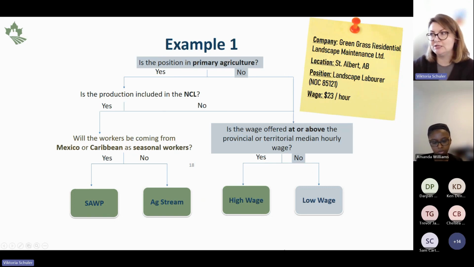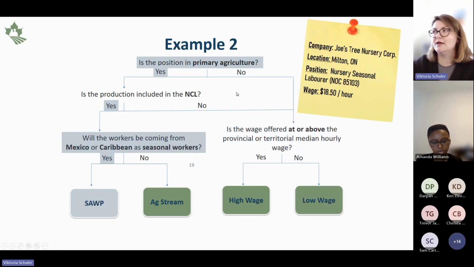We have these options now. Is the wage offered at or above the provincial or territorial median hourly wage? We remember that wage, so it's 23, so it's not. And here it is, we have to hire in low wage, and that's where this 20% cap comes and $1,000 processing fee. This is another example. There is a George Tree Nursery in Milton, and they would like to hire a seasonal laborer.